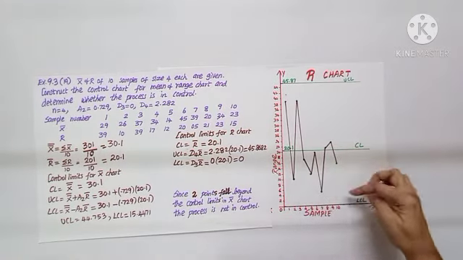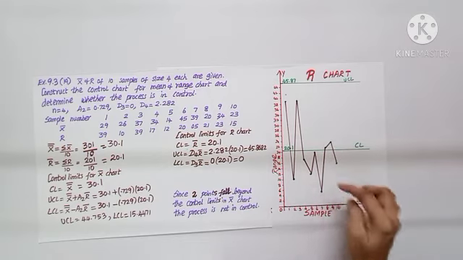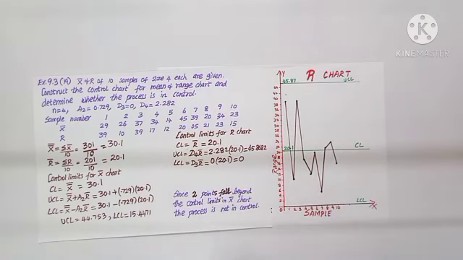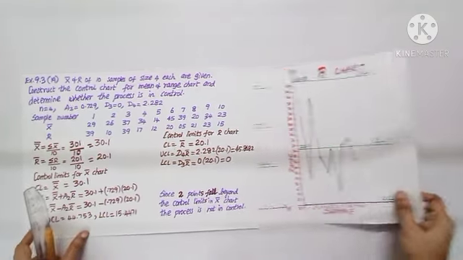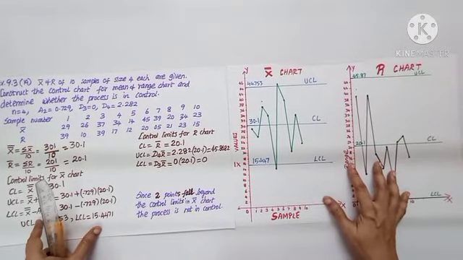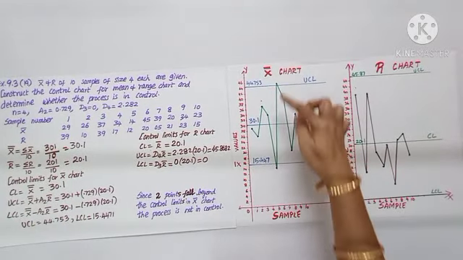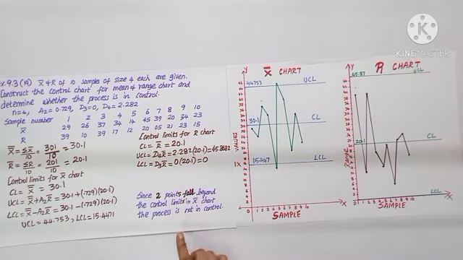The lines show that all the points in R are between UCL and LCL. But some points in X bar chart are beyond the limits. So we will still say the process is not in control.